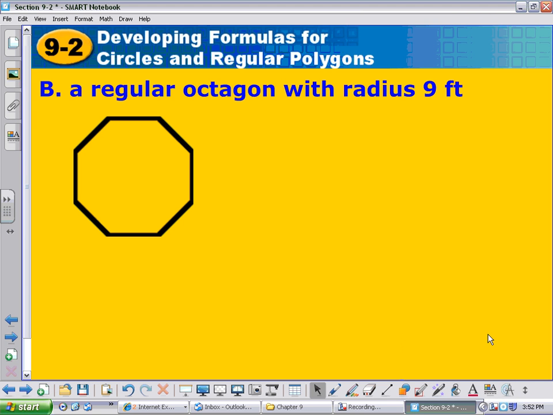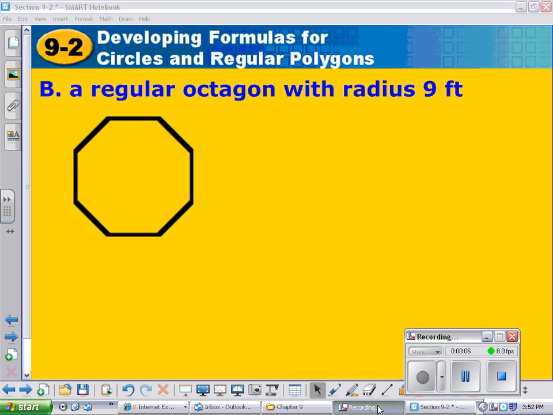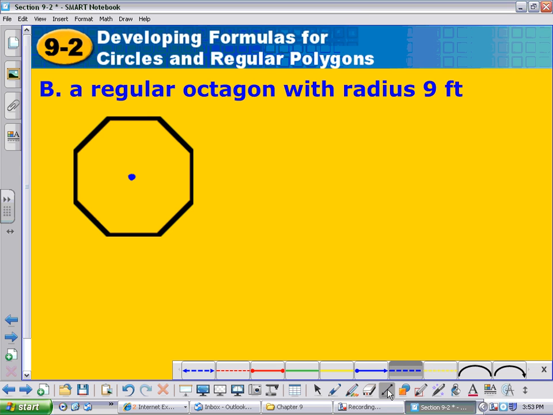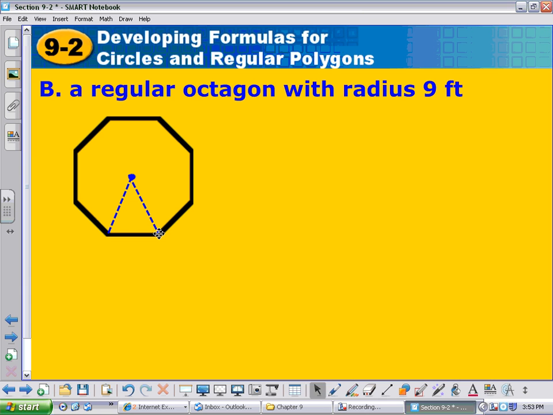Okay, in example 2b, we have an octagon, a pretty familiar shape to us, with a radius of 9 feet. Now, we've got to think about what that means. And again, I'm going to put in the central angle. So we have the center in here. In this particular problem, the radius is right there. That's 9 feet. Both of those would be 9 feet.